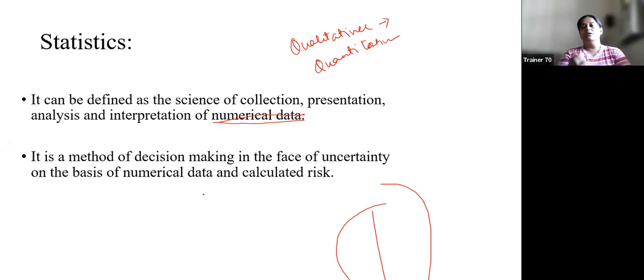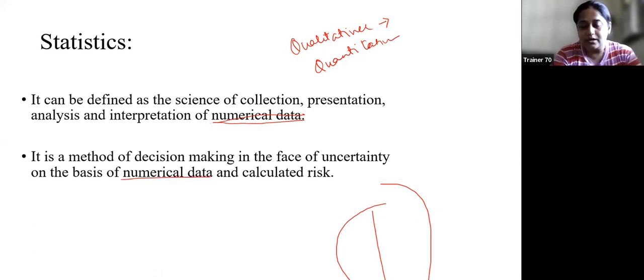So statistics is defined as the science of collection. Firstly, we are collecting the data, then we are presenting it with the help of some diagram or charts. Then on the basis of the presentation, the next step is to analyze the data, what is increasing, what is decreasing. And lastly, we have to interpret what we have studied in the given data, our final interpretation we have to give. We can also define statistics as a method of decision making in the face of uncertainty on the basis of numerical data and calculated risk.